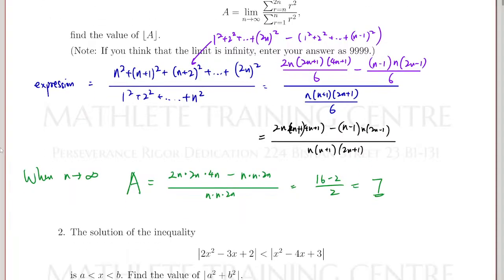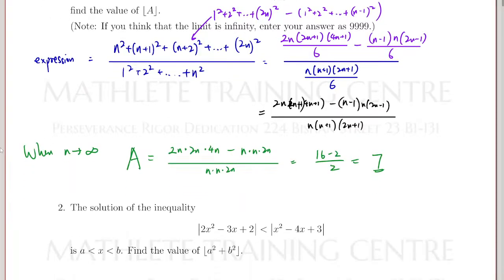Question number 2. The solution of this inequality is a less than x less than b. Find the value of a squared plus b squared, round down.